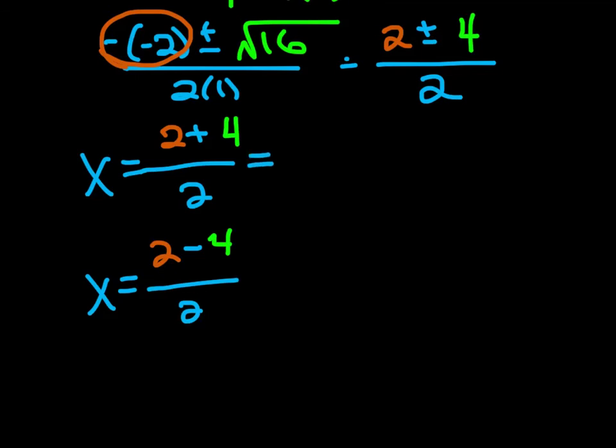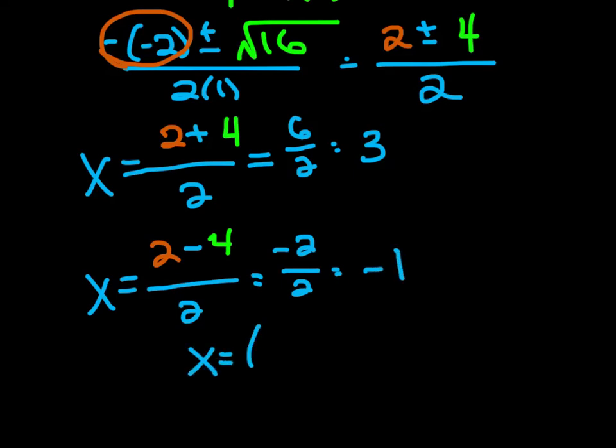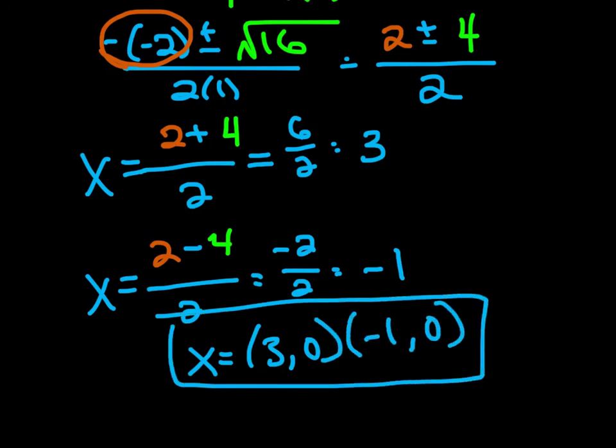Last little bit, 2 plus 4 is equal to 6 over 2, which is equal to 3. And 2 minus 4 is negative 2 divided by 2, which is equal to a negative 1. So our answers for this, x can equal 3, 0, or negative 1, 0. Those 2 points are crossing the x-axis.